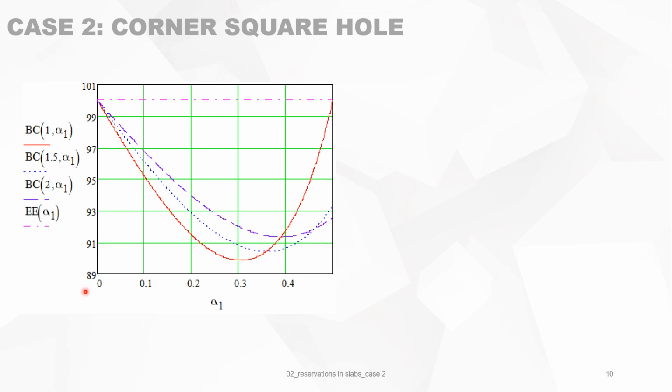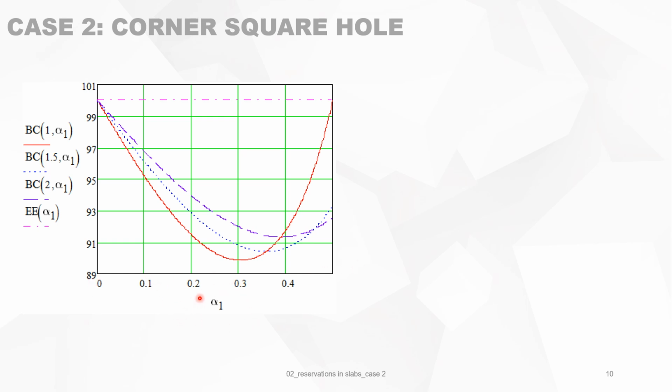Now, on the y-axis, we write these equations. For instance, for alpha, which is the ratio of the length of the slab divided by the width of the slab, when it is a square slab, that's the red curve. This is a square slab. Then you have the blue one with a ratio of 1.5, this one with a ratio of 2, and this is 100% bearing capacity.